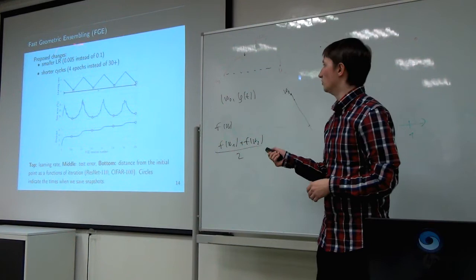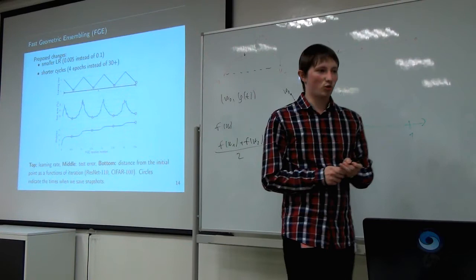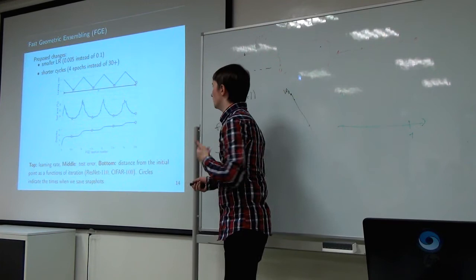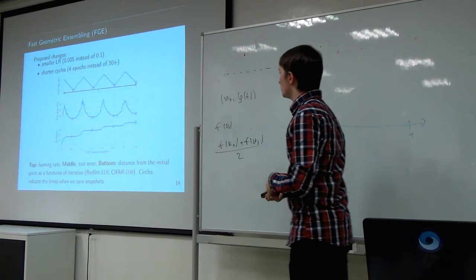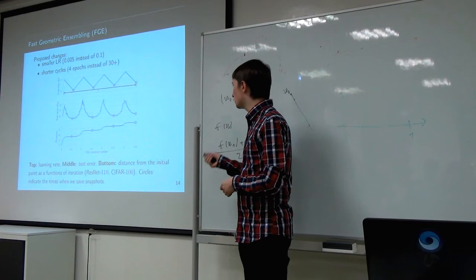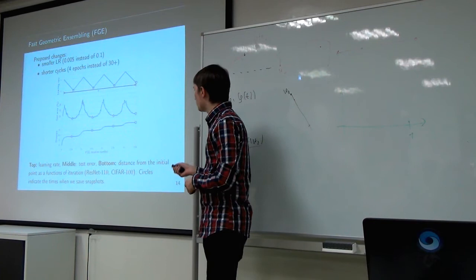Also, as we don't want to go far away from the good point, we propose to shorten the training cycle. Here's the plot. So we use a cyclical learning rate schedule. We use a piecewise linear schedule here, but you can use any kind of schedule you like. Here we have the test error as a function of iteration.